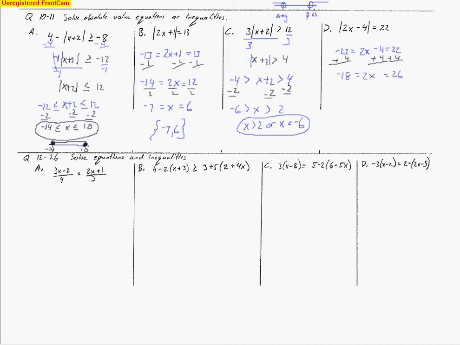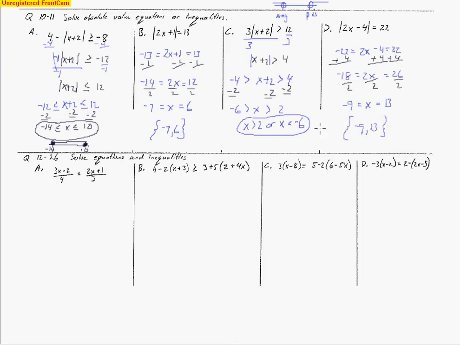So one more step there, just divide by 2 on all sides. And we've got our answer. So we end up with negative 9 equals x, but x also equals 13. So there it is, negative 9 comma 13.